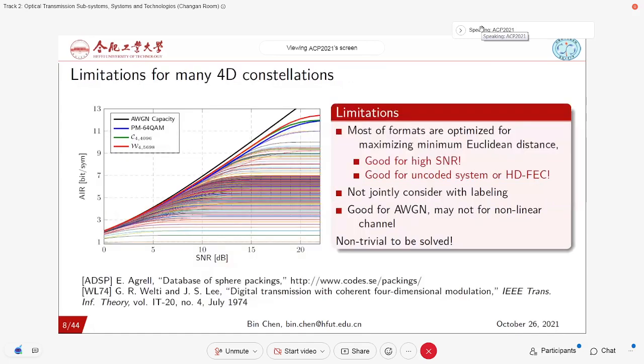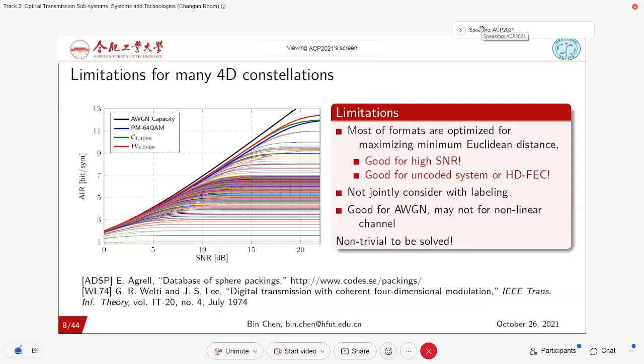And in the last 20 or 30 years, many different 4D constellations have been proposed. And here is a figure to show all the existing constellations by calculating the achievable information rates. And here, if I remember correctly, is calculating the MI, GMI. And all the constellation formats can be found from the reference, Eric Agrell.